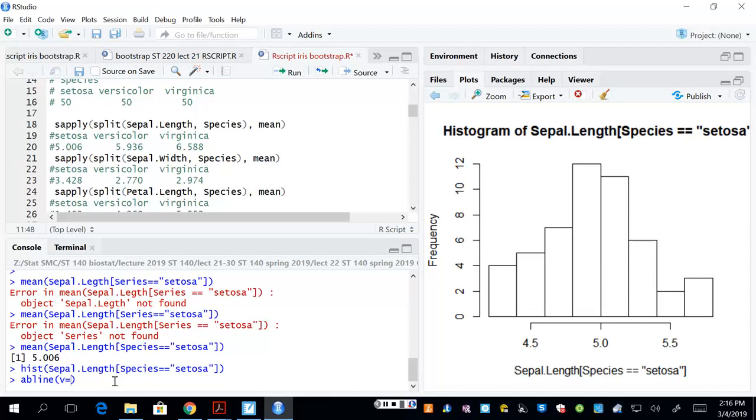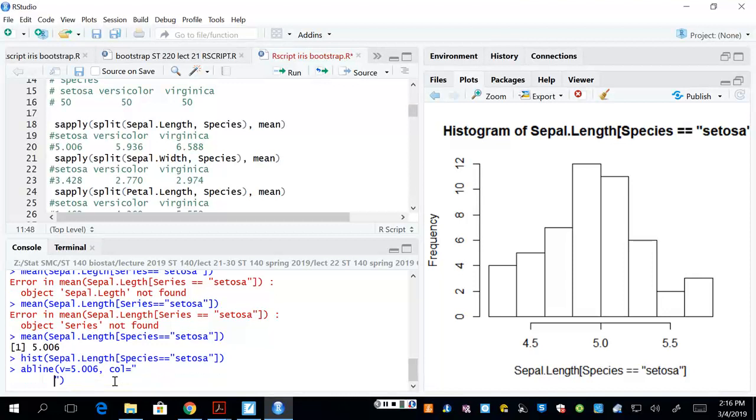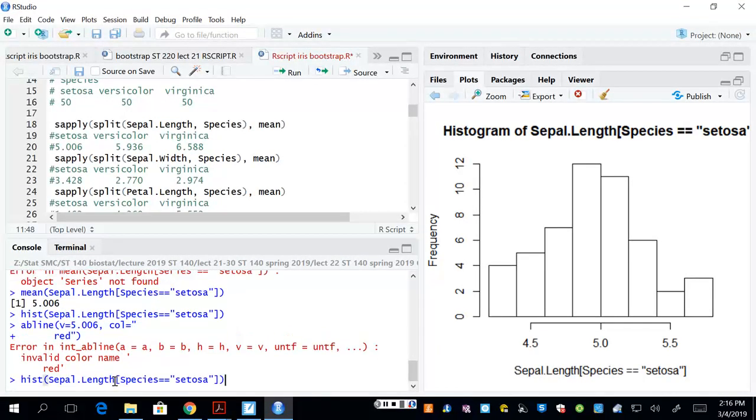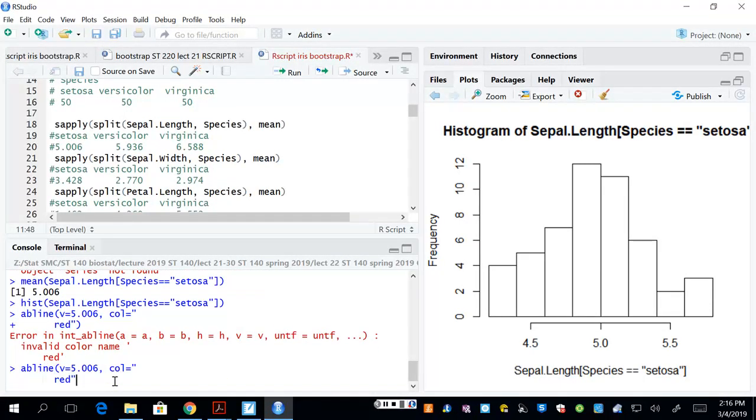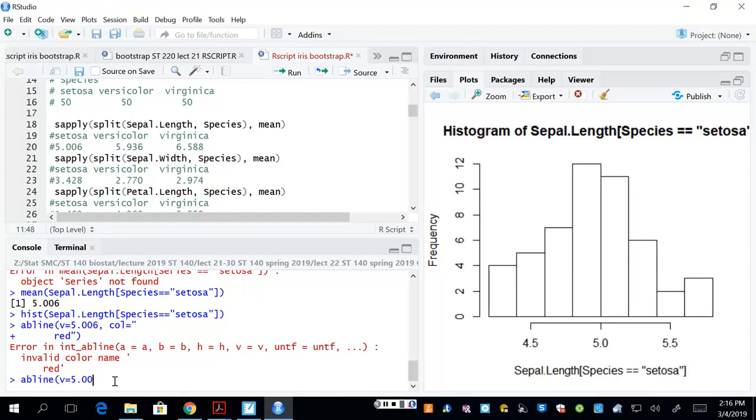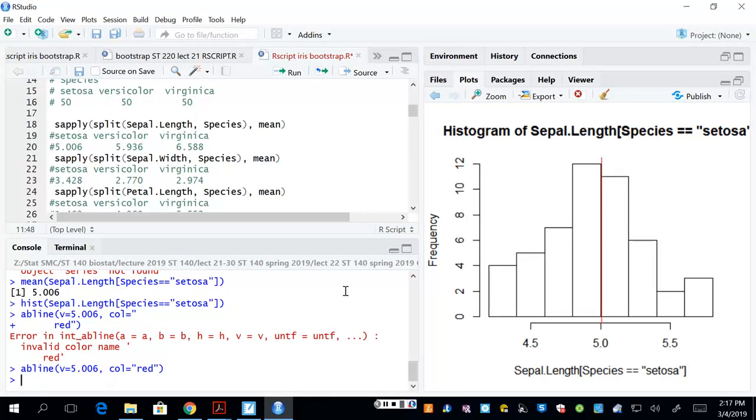For that group, I'll just type 5.06 and make it red. Not sure if it's going to work. Okay, let's see now. Color is red. There we go. So there, the average falls right on that line. And there's a split of the histogram there. It's almost invisible, but not quite. So that would be the average at 5.06.